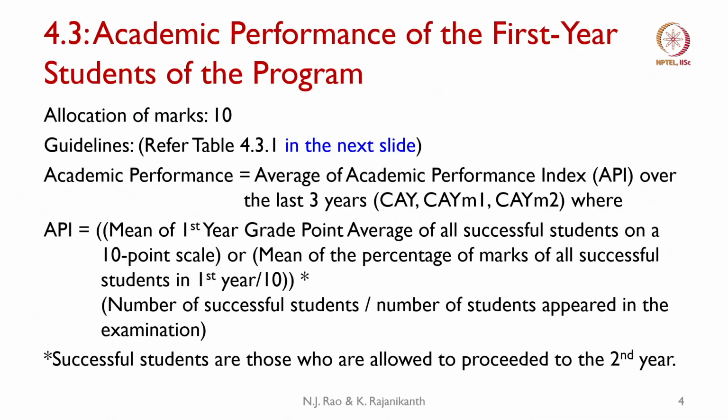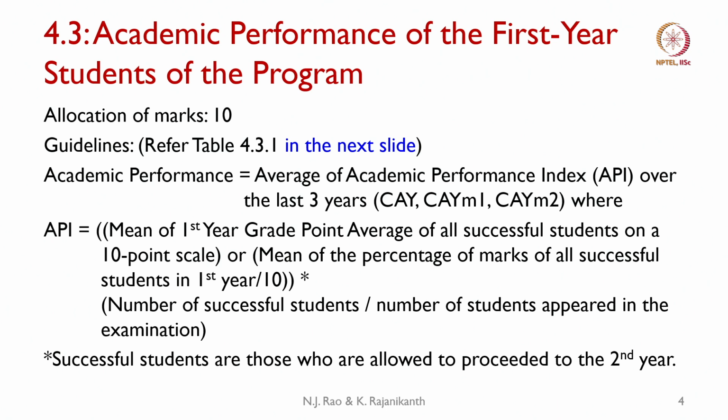So, 4.3, this is the academic performance of the first year students of the program. Similarly, we will have regarding second year, third year, and so on. The allocation of marks is 10 and the table which is given in the next slide shows the way the data is to be provided and what the guidelines are.